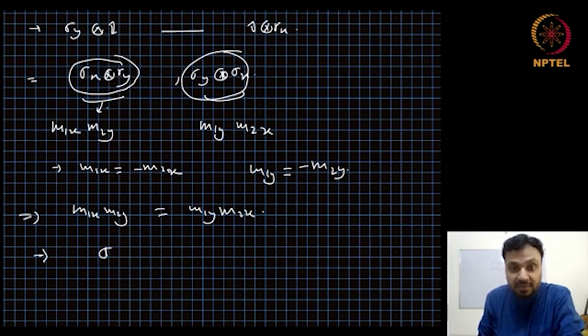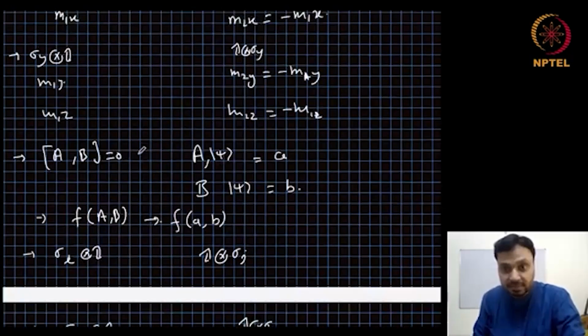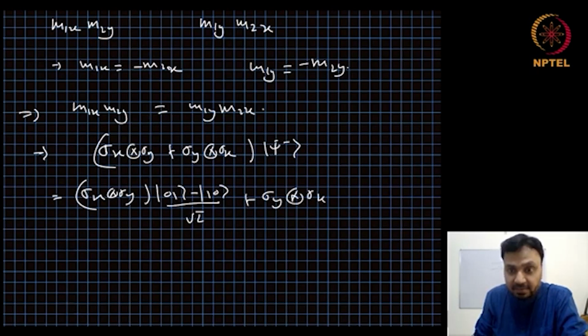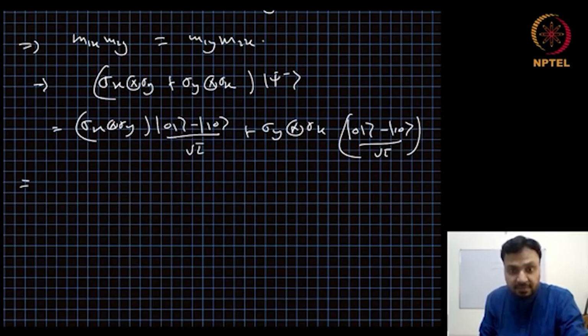But if we see sigma x tensor sigma y plus sigma y tensor sigma x on psi minus, the singlet state, we get sigma x tensor sigma y acting on (|01> minus |10>) over root 2, plus sigma y tensor sigma x acting on (|01> minus |10>) over root 2. From here we can see sigma y acting on the first one will flip the bit, the 0 will become 1. Sigma y acting on 1 will flip it to 0, but with a phase that is minus i. Similarly, for the second one, 1 will go to 0 and 0 will go to 1, but with the phase i, over root 2.